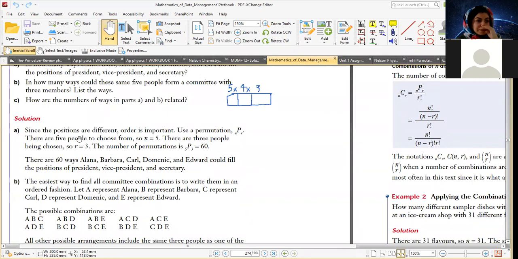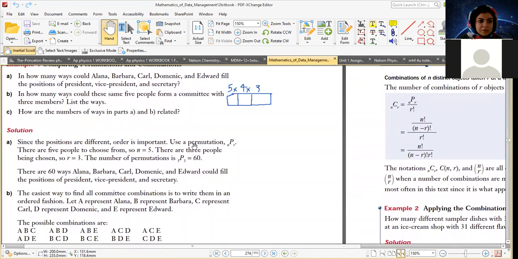So make sure, guys, because the positions are different, the order is important, right? For the first question, we use the permutation with n equal to 5, 5 people to choose from, and we're choosing 3 people out of 5 people. 5 multiplied by 4 multiplied by 3 is what? 60.